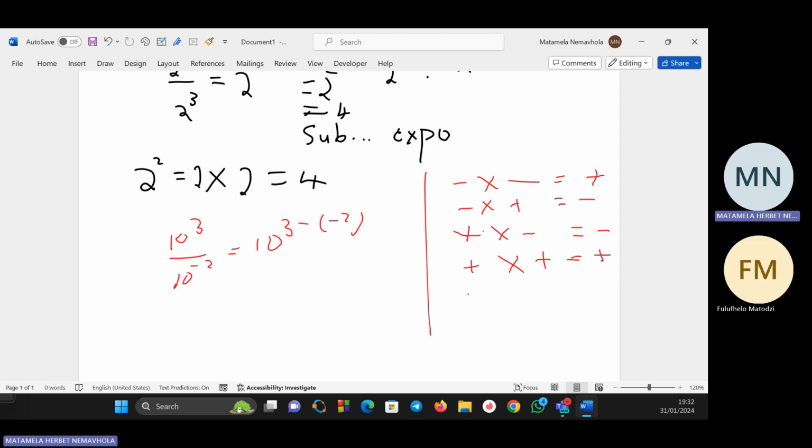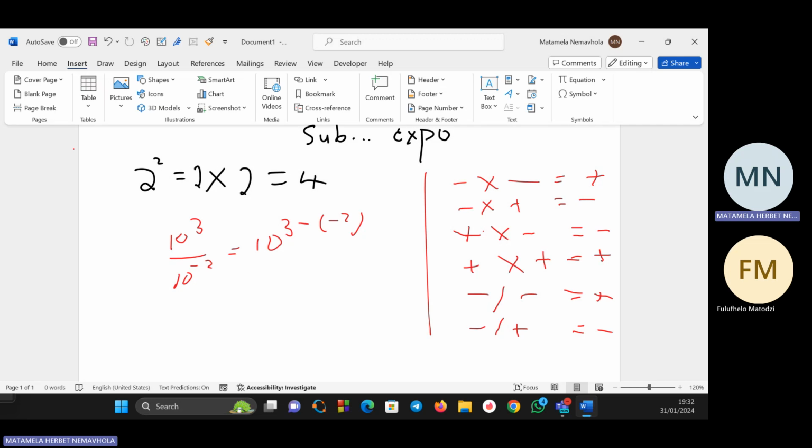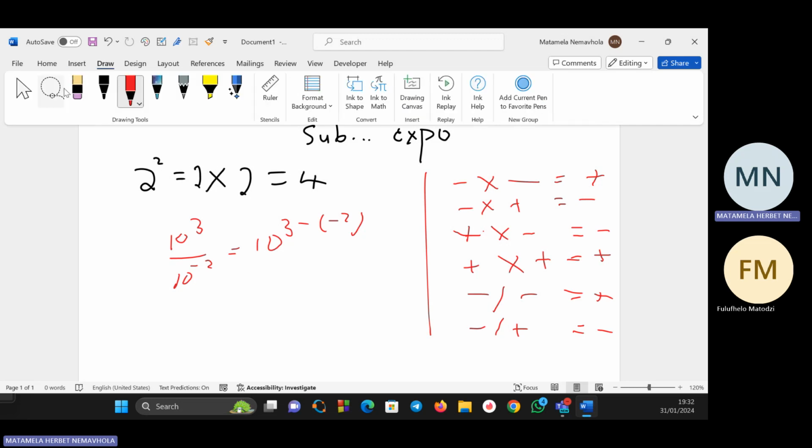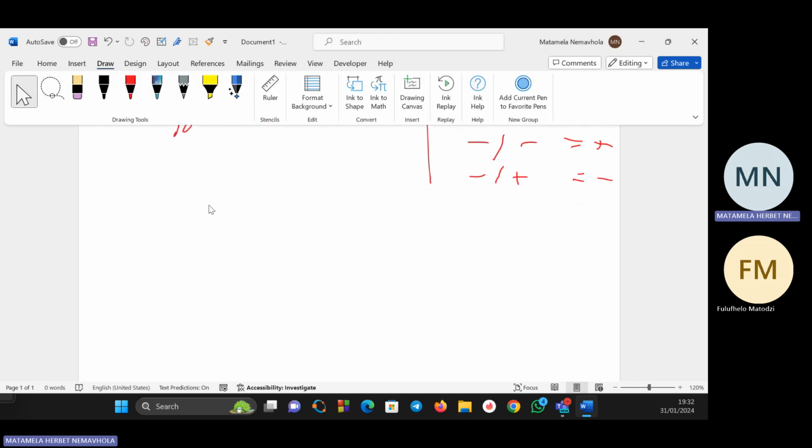Let me also add one more. If we are dividing negative by negative, the answer becomes positive. And negative divided by positive, the answer is going to become negative. Even if you say negative divided by positive, the answer will be negative. What exactly do I mean by those, what I just wrote there? Let me show you what we mean.